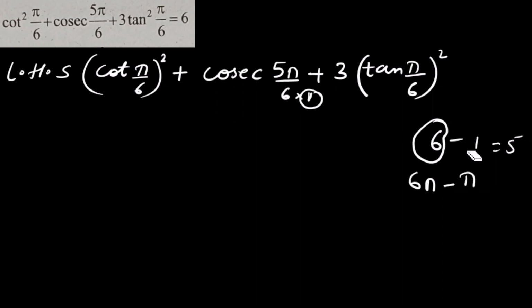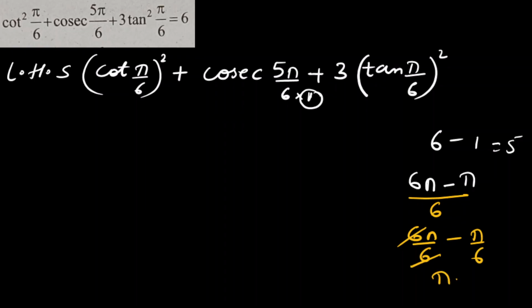Like I explained previously also, how I will get 5: 6 minus 1. So I need 6 pi minus pi. The denominator is this only, 6. If I write it individually, this is 6 pi by 6 minus pi by 6. Here 6 and 6 will get cancelled, so pi minus pi by 6. How will I get 5 pi by 6? I can rewrite it as pi minus pi by 6. So this way you can understand how we get 5.